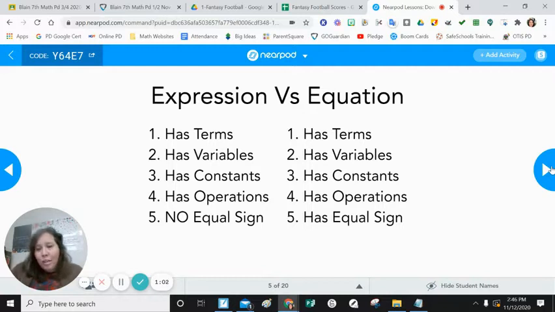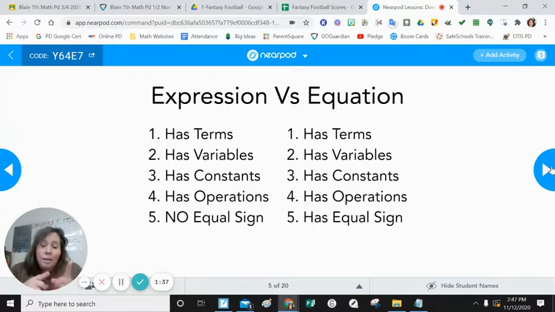Both expressions and equations have terms. Those are the numbers and the variables that are in the problem. They have variables, they have constants. Constants are the term that's just the number, like +5. It also has operations, your plus sign, your minus sign, your multiplication, your division. The biggest difference is your expression does not have an equal sign, so there is no answer that's written. You will find the answer, but there is none yet.